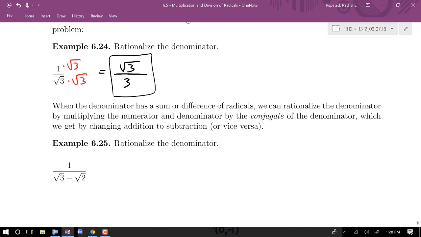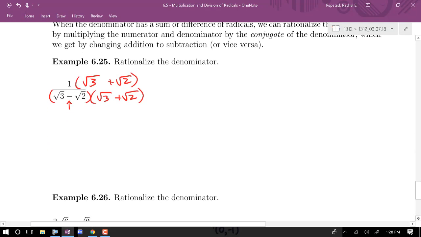What will work, though, is if you multiply by the conjugate of this expression in the bottom, and the conjugate is what you get when you just change whatever that operation is in between. So it's subtraction right now. Its conjugate would be √3 plus √2. So we're going to multiply the top and the bottom by √3 plus √2. Not a perfect square, a difference of squares. It's like how a difference of squares would factor, and that's exactly why we do this.